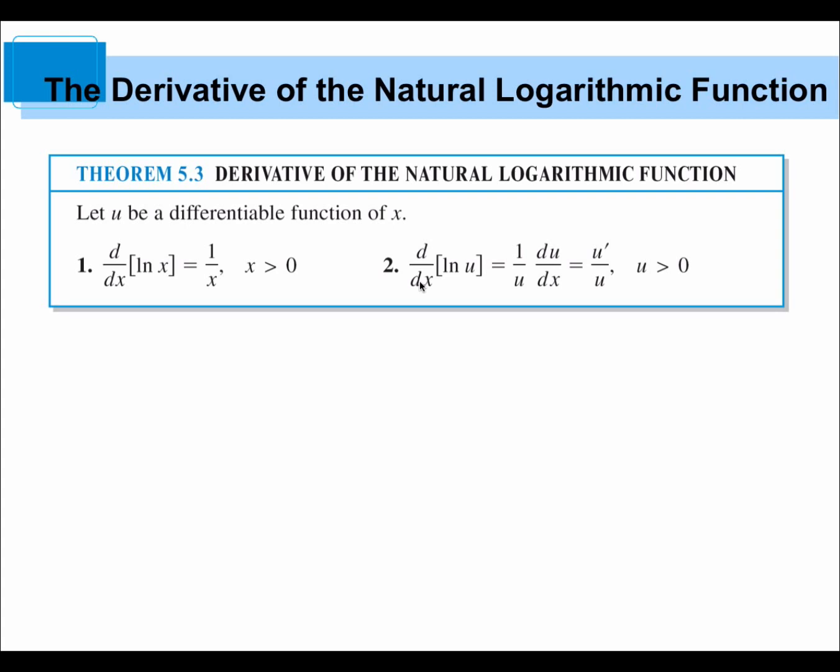If I want to take the natural log of anything, all I have to do is take the derivative of that anything and put it over itself. That's it. U prime over u. Whenever you see the derivative of a natural log, you're going to think u prime over u. Okay, so again, don't make it more complicated than it needs to be.